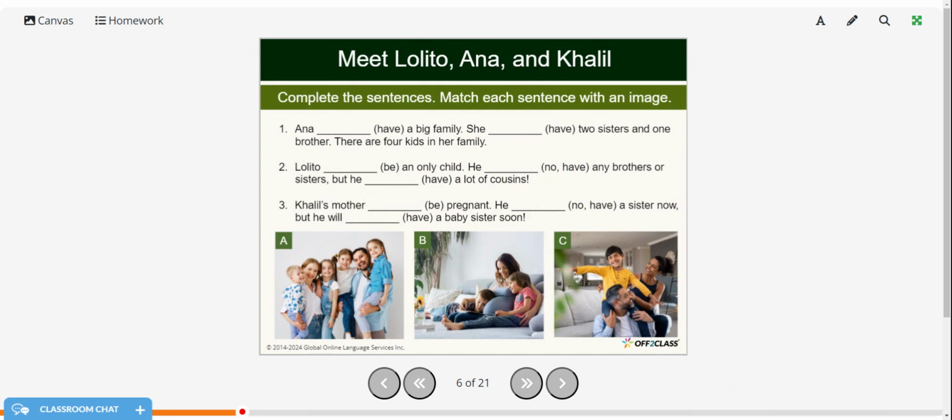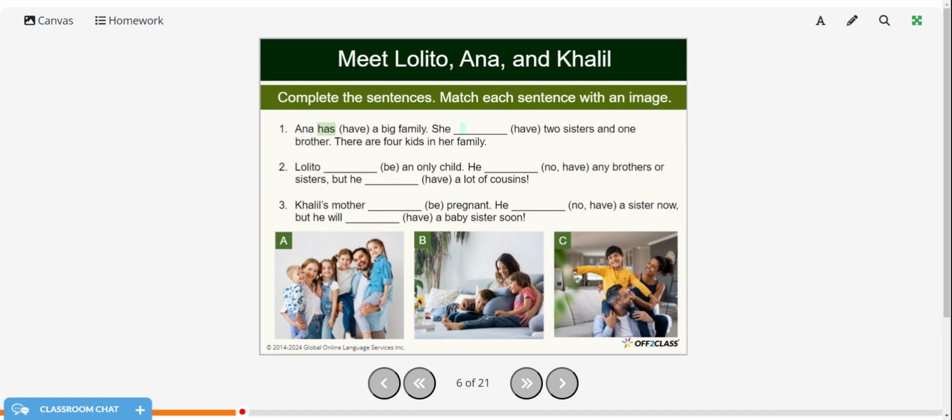All right, now we're going to meet Lolito, Anna, and Khalil. So first, I want you to pause the video and fill in the blanks with the correct forms of the verbs. And then you can restart the video when you're ready to see the answers. All right, here are the answers. Anna has a big family.